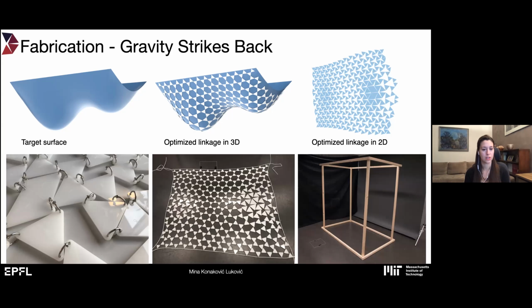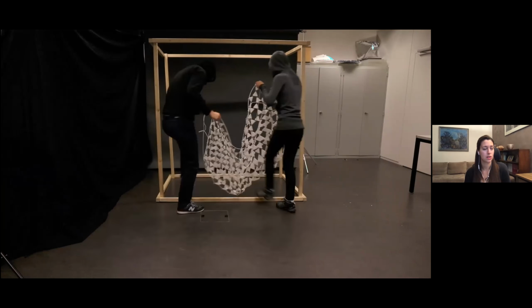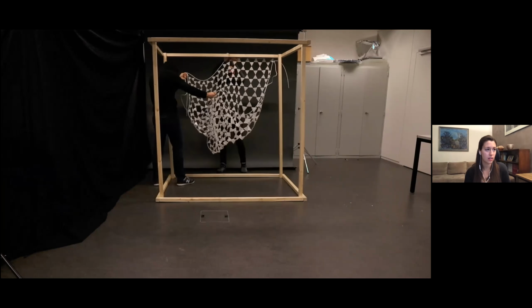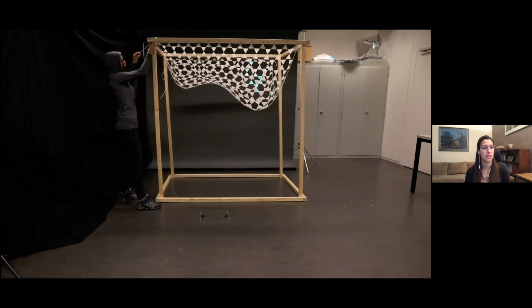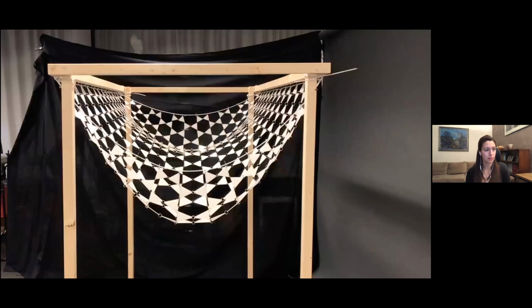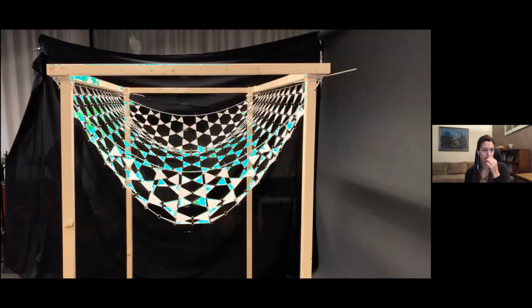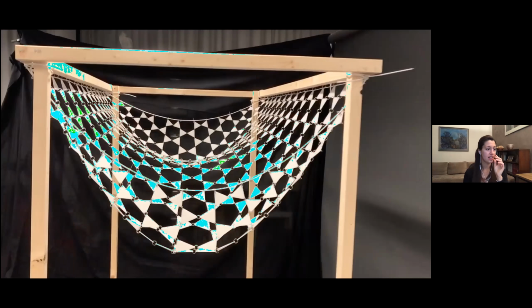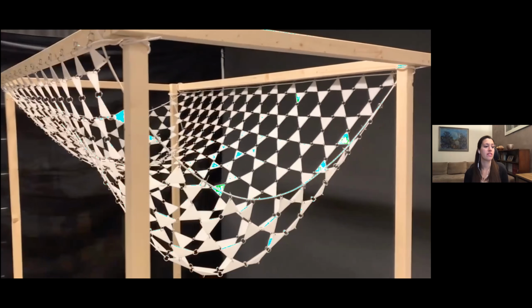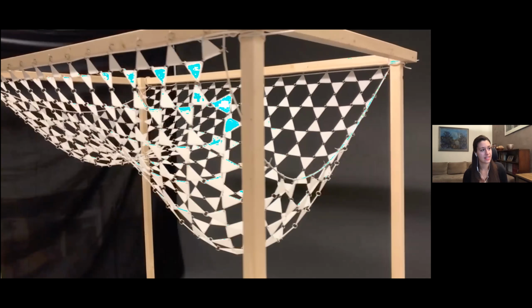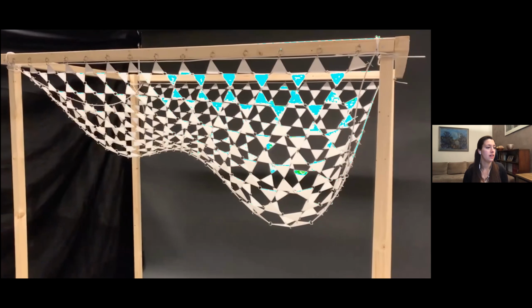There's nothing else we do to inform the shape. So we are just hanging it on the boundary, and the gravity forms the final 3D shape. And this is the final result. So you can see that the material is stretched everywhere, and you can see these nice hexagonal openings happening everywhere.